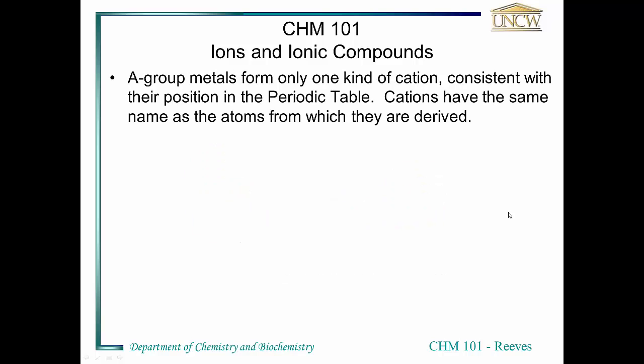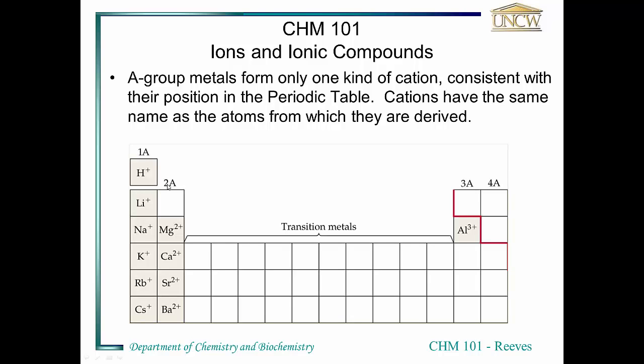A group elements in the periodic table only form one kind of cation. The A group elements, which are pictured here, are important because the number next to the A indicates, for these elements, the number of valence electrons. Those are the electrons that actually do the chemistry, the outer or valence electrons. So every element in group 1A, the alkali metals, has one valence electron. All the alkaline earths have two, and so forth.